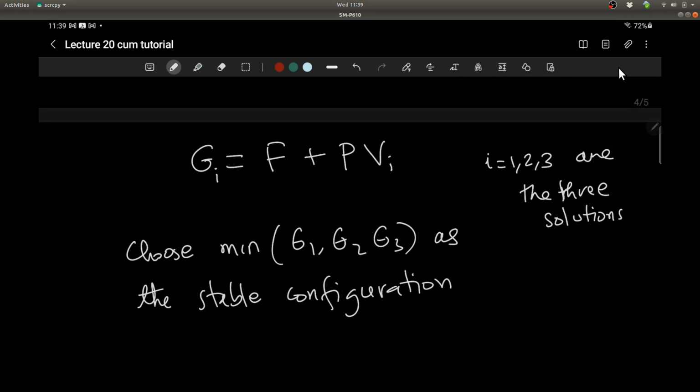This is from stability. It's like minimizing potential energy, right? If there are multiple solutions, you choose the one with the lowest energy. In this case, it's the lowest Gibbs free energy because P and T are our control variables. So this is what we want to do, and what we have to do is to plot.